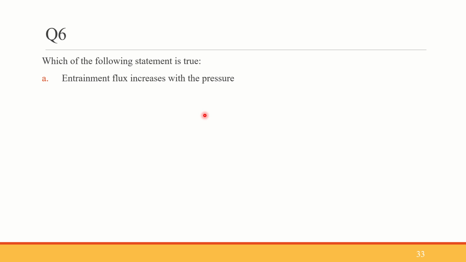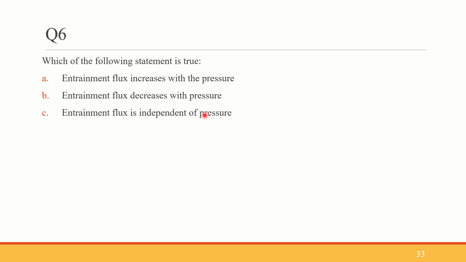We'll go to question 6. In question 6, which of the following statements is true? Option A, entrainment flux increases with the pressure. Option B, entrainment flux decreases with pressure. Option C, entrainment flux is independent of pressure. Option D, none of the above. So, which of the following statements is true? Entrainment flux decreases with pressure? Okay, increases with pressure. Okay, entrainment flux increases with pressure is the right answer.